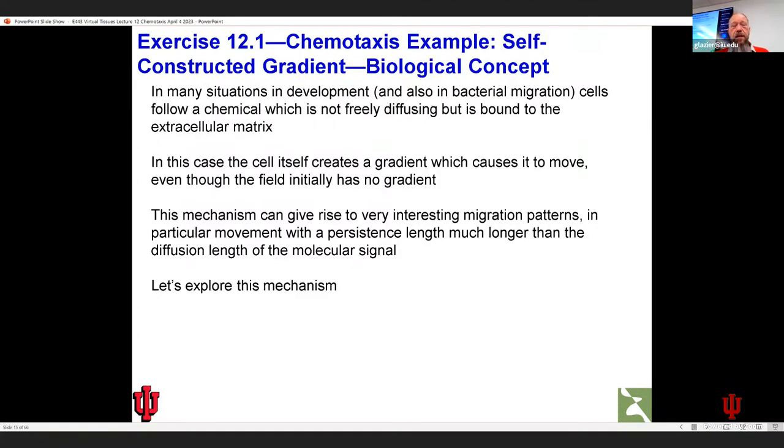So the next thing that I want to do is come back to a critical biological concept, which is called a self-constructed gradient. In the first example that we did, we had an external chemical field. That chemical field was constant and imposed on the cell.